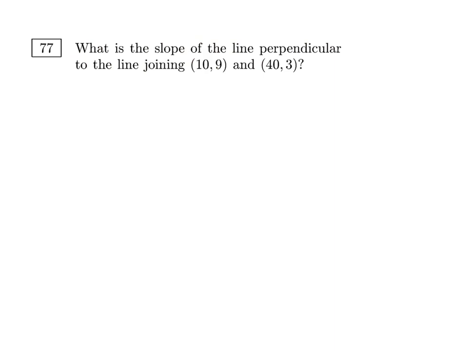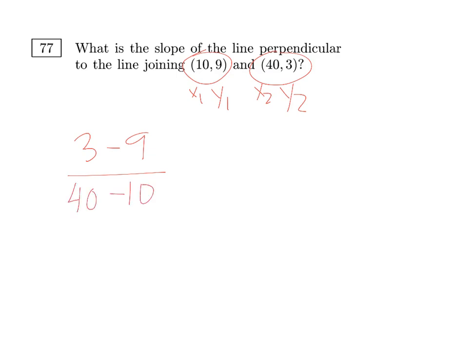What is the slope of the line perpendicular to the line joining these 2 points? What is the slope of the line perpendicular? Okay, let's find the slope of the line that runs through those 2 points. So it's going to be x1, y1, x2, y2. So I'm going to have 3 minus 9 over 40 minus 10. Or 9 minus 3 over 10 minus 40, your choice. So now I have negative 6 over 30, which reduces to negative 1/5.